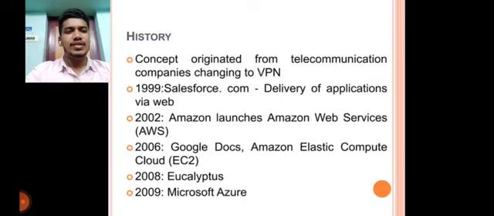History. The concept originated from telecommunication companies changing to VPN. Next, in 1999, Salesforce.com delivered applications via the web, and in 2002 Amazon launched Amazon Web Services, and in 2006 Google Docs and Amazon Elastic Compute Cloud, also called EC2. In 2008 it collapsed, and in 2009 Microsoft Azure. They are the history of cloud computing.